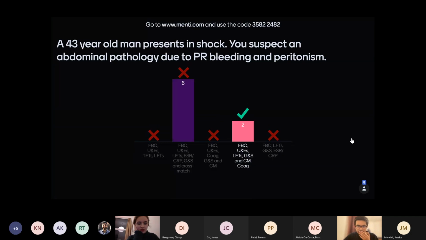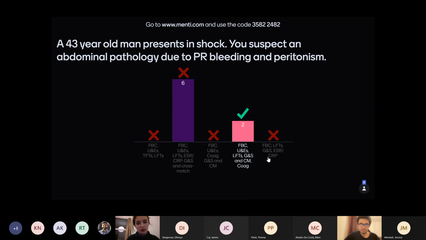Ooh, interesting. So I guess this is all about what you think the underlying pathology is. What I was getting at was that this guy has essentially a bowel infarct, and so the general surgeons are only going to really care about what will affect their operation. You've all remembered the group and save and the cross match, because they're realistically going to need probably 4 units or more in this operation, and they're going to want to know electrolytes and LFTs because of clotting.